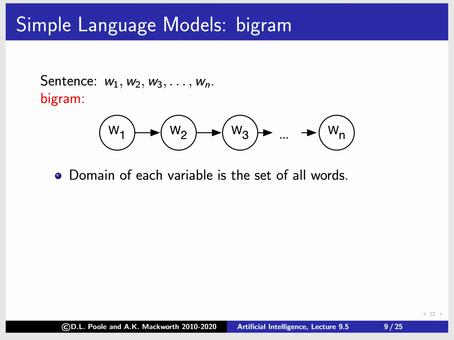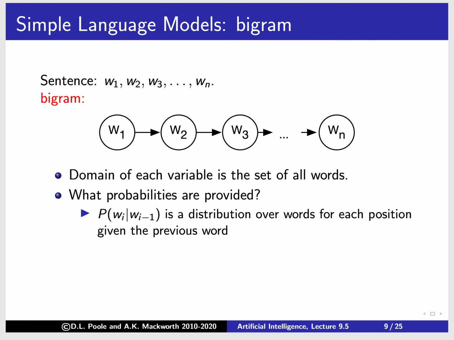So here's another language model. This is the language model which is called a bigram, and each one of them here is just a Markov chain. So there's W1 to W2. What we're going to specify, again, is that the domain of each variable is the set of all words. And you can read from here what we need to specify. The probabilities that are provided are the distribution over words for each position given the previous word.